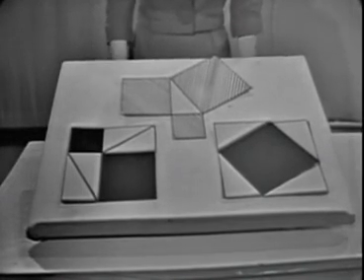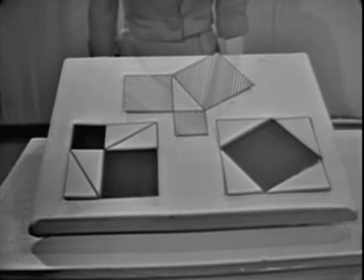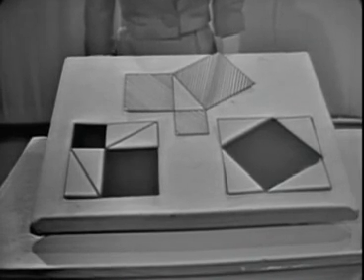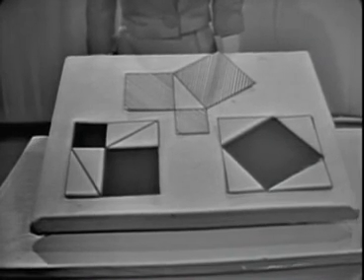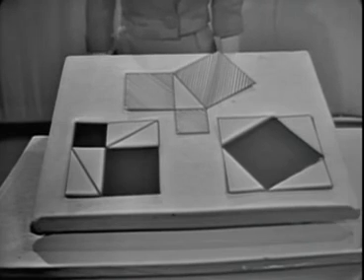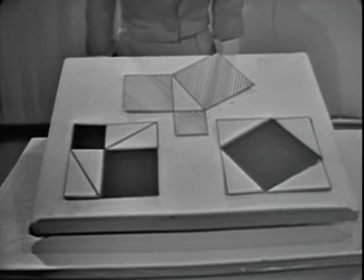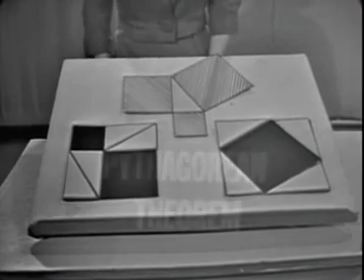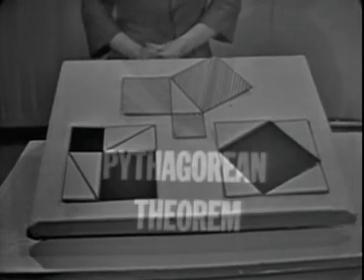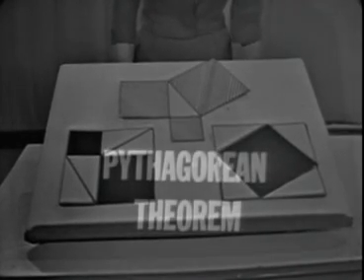Once we have chosen a unit, the square of the measure of the hypotenuse is equal to the sum of the squares of the measures of the legs. We usually shorten this by saying that the square of the hypotenuse is equal to the sum of the squares of the legs. This useful theorem, called the Pythagorean theorem, is attributed to a Greek mathematician, Pythagoras.